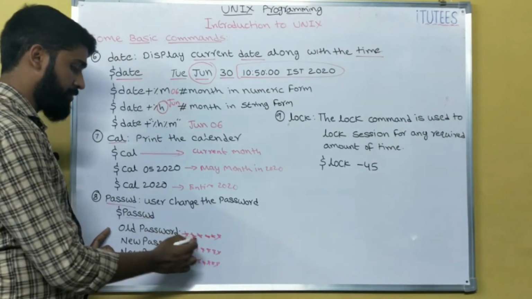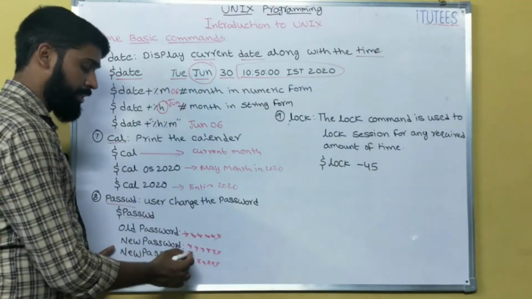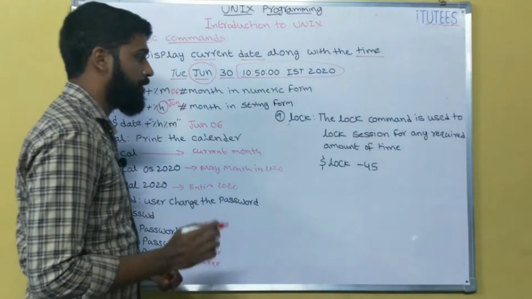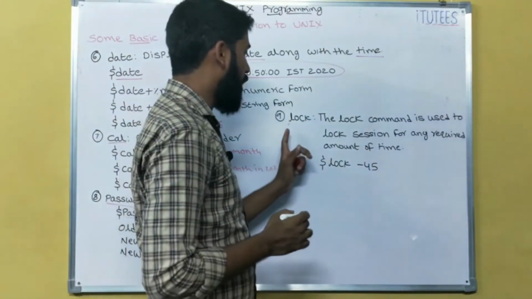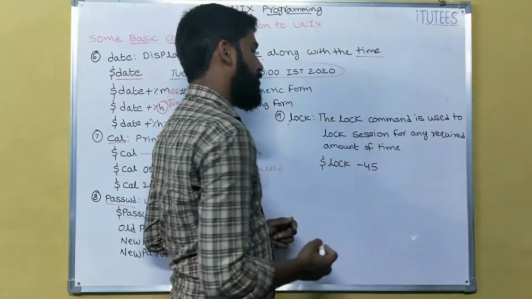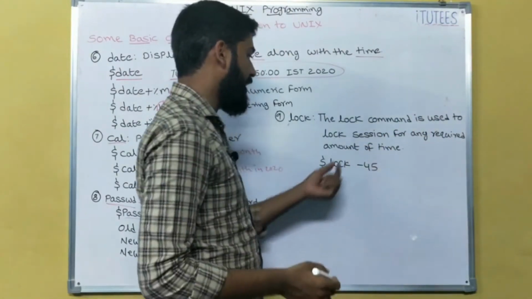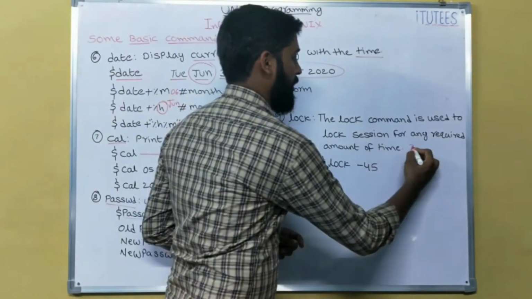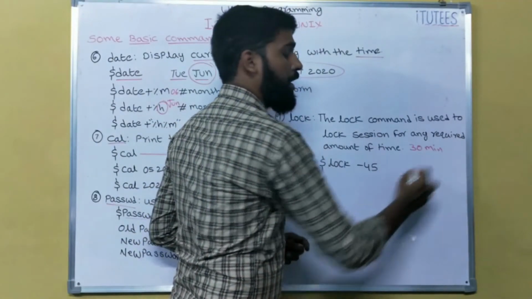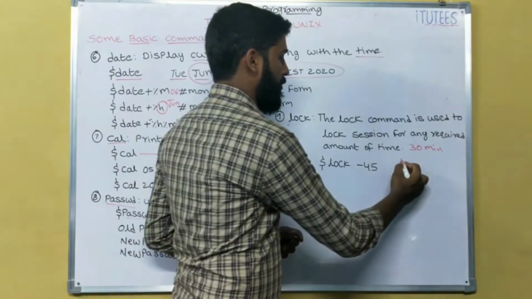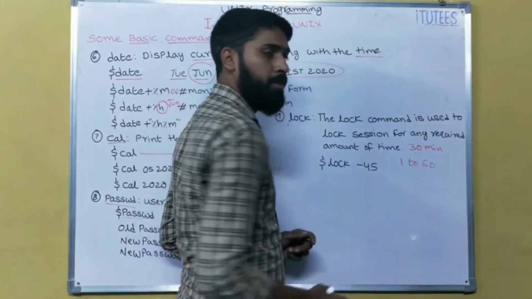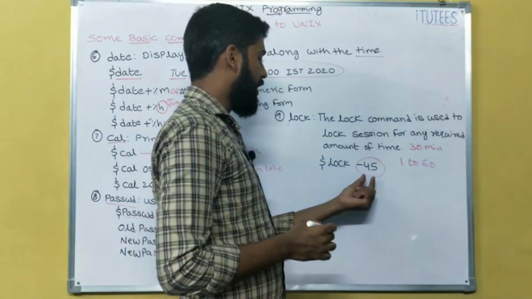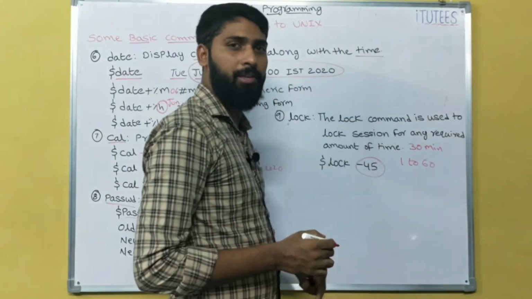So this is the old password you will enter first. Then you can assign the new password to your user login. Okay, the next command is the log command. The log command is used to log the session for any required amount of time. By default the time is 30 minutes, and you can log the system from 1 to 60 minutes. Okay, so log -45 means I log this session for 45 minutes.